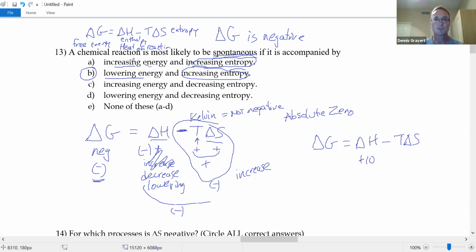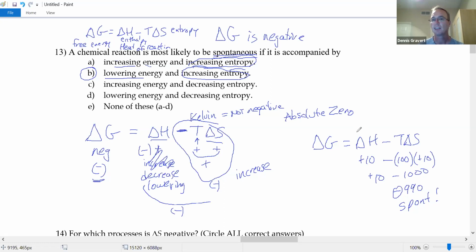Let's just try letter A. Letter A says increase the energy and increase the entropy. So let's let the temperature be 100 Kelvin. And if it's increasing entropy, this is also a positive number, maybe 10. Cool. So 100 times 10 is 1,000. A plus 10 and minus 1,000 is equal to negative 990. Hey, it's negative. It's spontaneous.